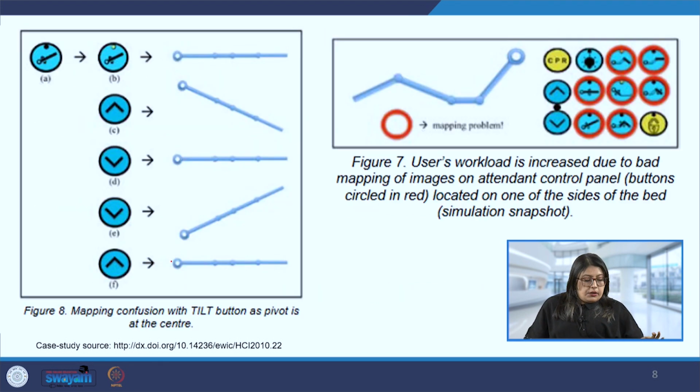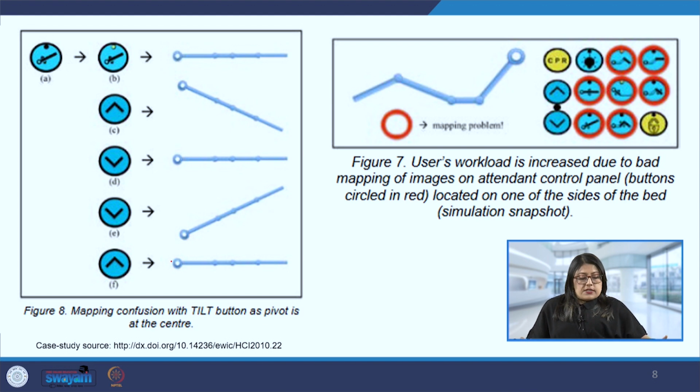Here in figure 8, we are mapping the confusion with the tilt button, as the pivot is at the center. We can see that in diagrams A and B it is very unclear whether the tilt is forward or backward, and then we have other buttons as well, C, D, E and F, which are saying up and down. Which corresponds to which button is very unclear. So this is quite a confusing set of buttons for the user.